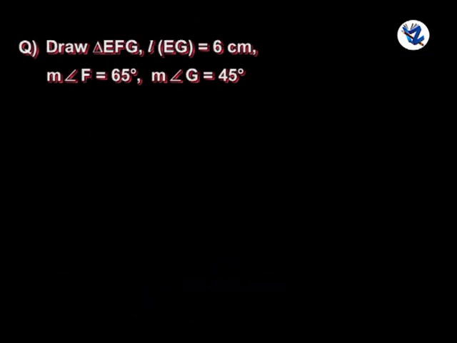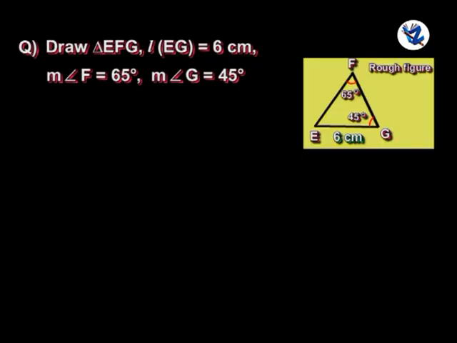Construct the triangle EFG where length EG is 6 cm, measure angle F is 65 degrees and measure angle G is 45 degrees. First we'll draw the rough sketch. Segment EG is drawn 6 cm. Angle G is 45 degrees, but here we can't see the measurement of angle E given. That means first we have to find out the measurement of angle E.